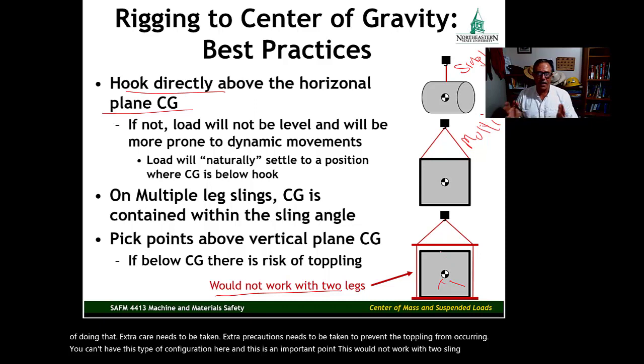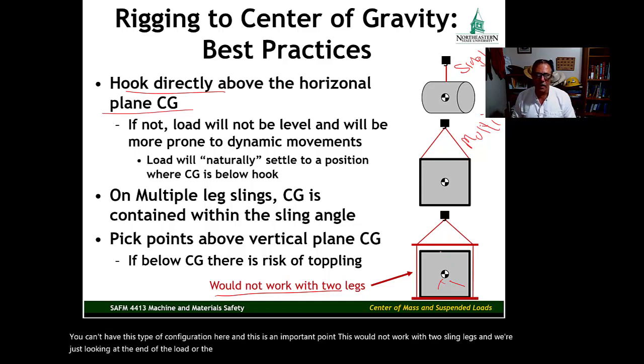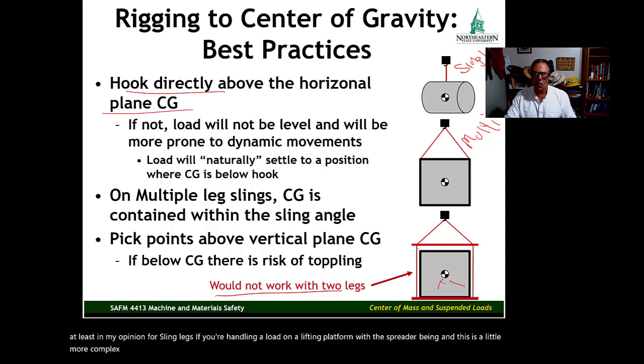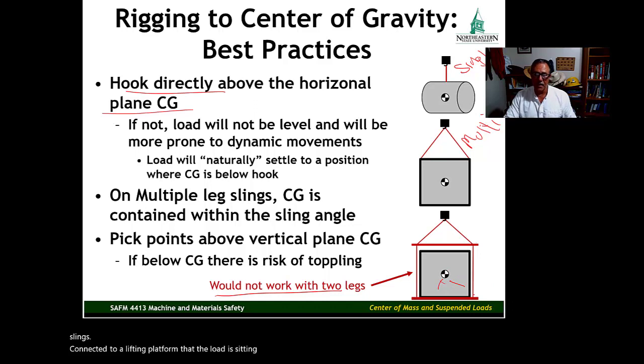And we're just looking at the end of the load, or the side view of the load, where it looks like there's only two sling legs. But you would want at least, in my opinion, 4 sling legs if you're handling a load on a lifting platform with a spreader beam. And this is a little more complex rigging configuration. We have our hook, we have slings connected to a spreader, then we have slings connected to a lifting platform that the load is sitting on. And these pick points here are below the load center of gravity.